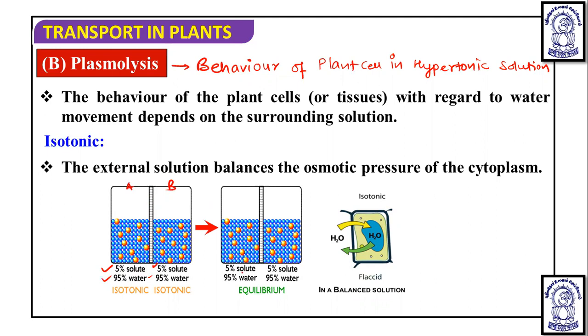Now what will happen? Both are in equilibrium. Suppose this is a cell, and I keep this cell in a beaker that has isotonic solution. Then the concentration of the solution and of the cell are the same. So intake and outward movement of water takes place in both directions, but the net movement becomes zero. The flow will not stop, it occurs in both directions, but there is no net flow. So it is known as an isotonic solution.